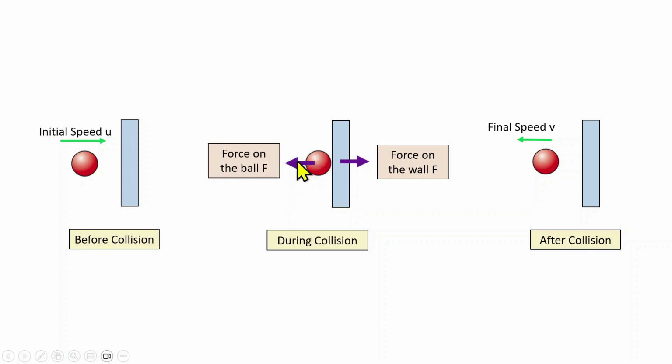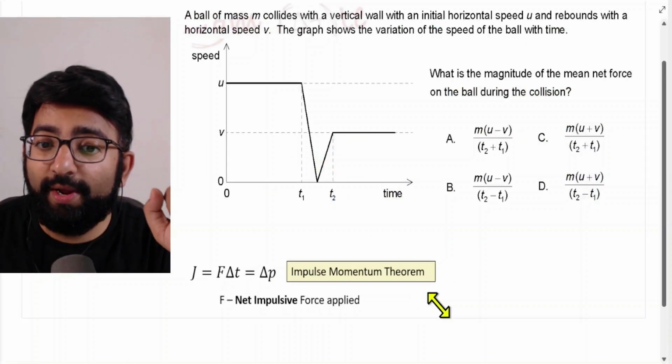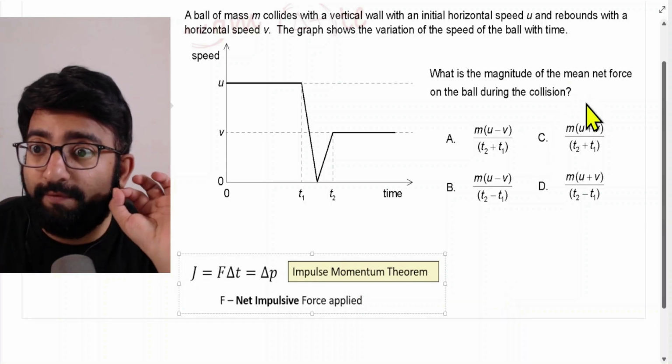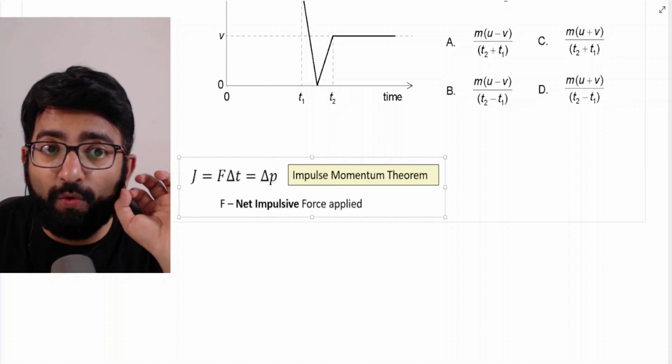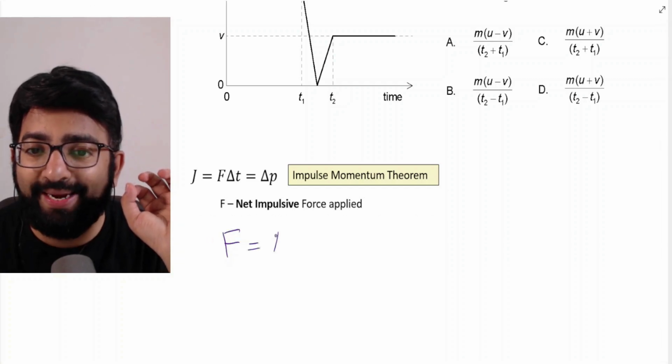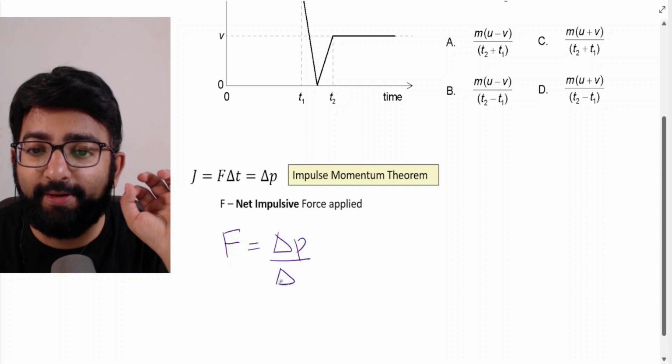Hence, this force represents the force which is provided by the wall but applied on the ball towards the left hand side. And it is this force which the question wants us to find. And how do we get this value of force? Using the impulse momentum theorem, which is J = FΔt = ΔP. Since we need to figure out the value of the force, let's make force the subject. We will write F = ΔP/Δt.